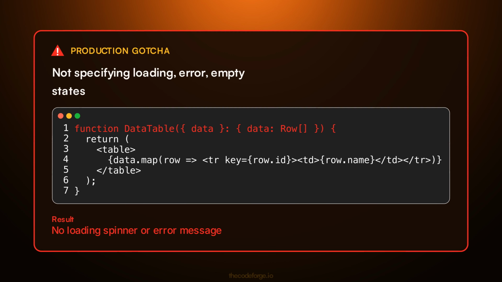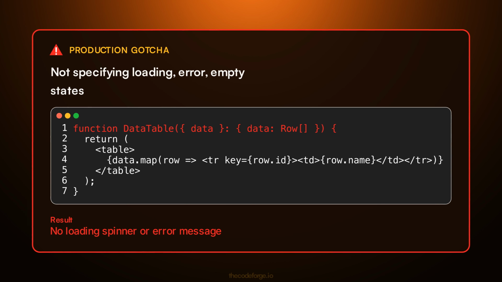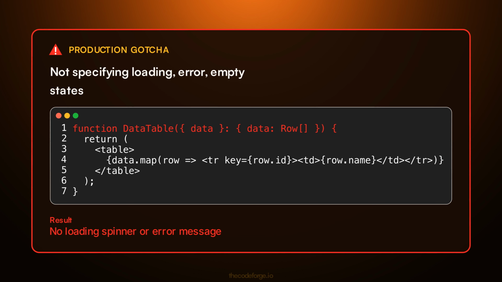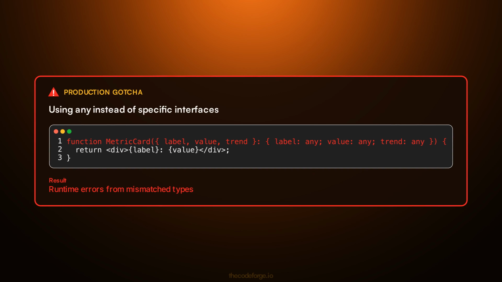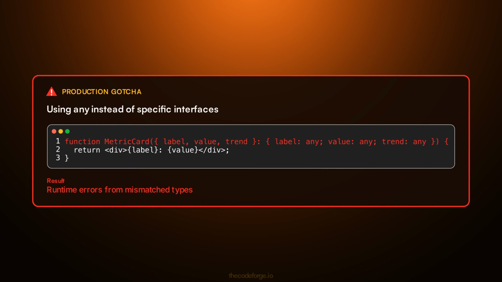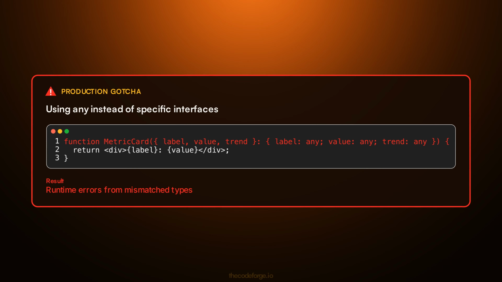This component has no loading, error, or empty states. If data is null or the API fails, the user sees nothing. Always specify all states in your prompt. Using any bypasses TypeScript's type checking. If you pass a number where a string is expected, you get a runtime error.